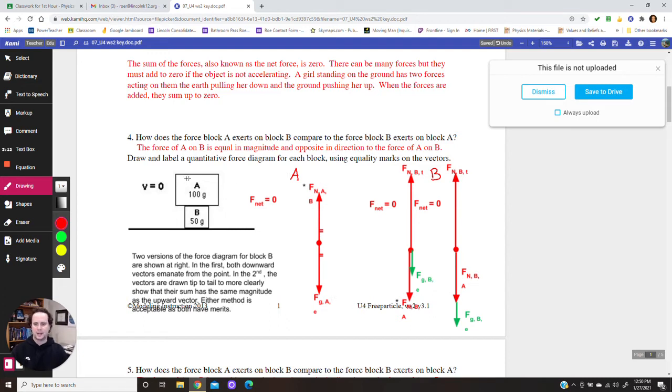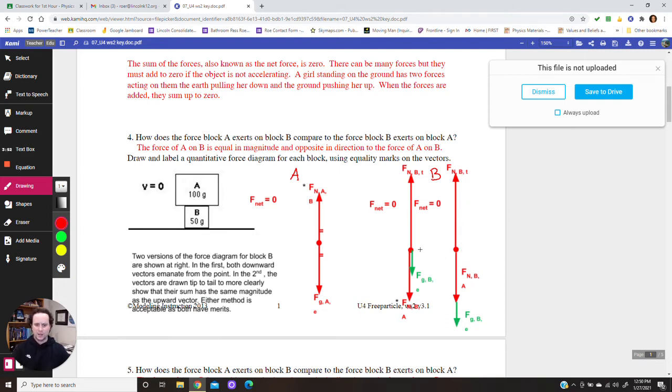For block A, we have the force of gravity on A by the earth, that's A, comma E. Then we have the force of block B supporting block A, so the force on A by B pushing up is the normal force. That's box A. Still net force equals zero, no acceleration, no velocity, just sitting still, a simple example, and those two forces are equal. Now this was drawn in two different ways to show the forces acting on box B, and to show that these two added together equal the one up.